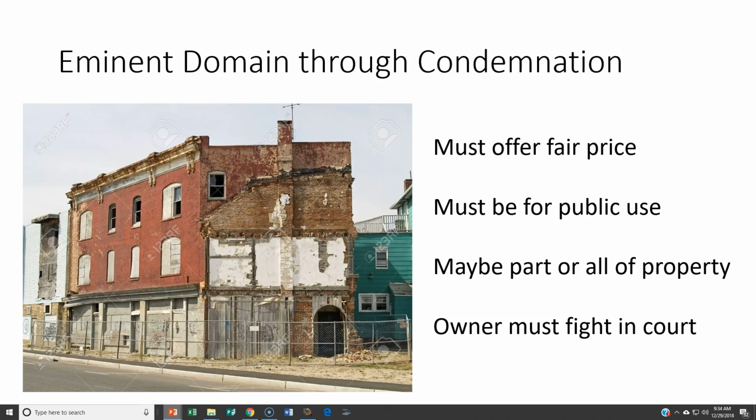Eminent domain, the way I remember it, is through a process of condemnation. If the state or the local government or whoever decides they want to either take your property or a part of it, maybe the front of your yard because they want to widen the road, or maybe because it's an old derelict building which has been deserted by the owners maintenance-wise, then they can come along and say, listen, we need this, we're going to pay you a fair price for the building, must be for public use and good, maybe part or all of the property. And if you don't like it, then you're going to have to go to court to fight it. Eminent domain, and the process is called condemnation.